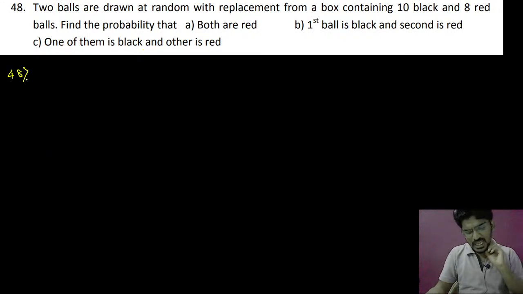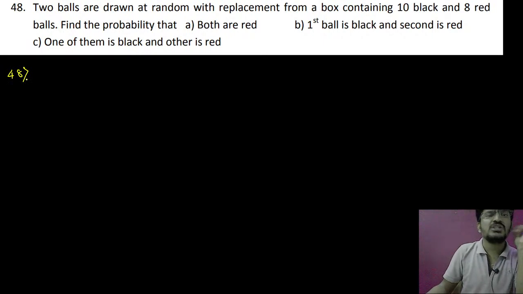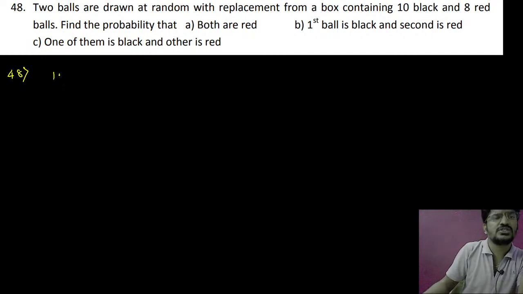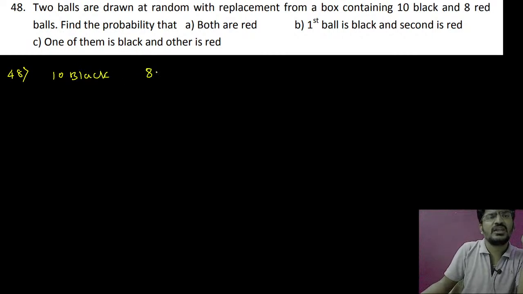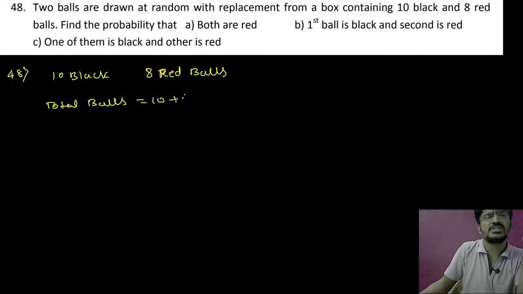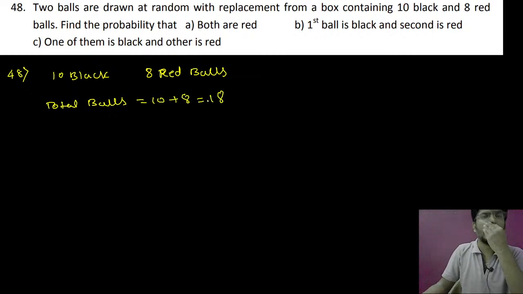Let us go for 48. Two balls are drawn at random from a box containing 10 black balls and 8 red balls. So now you can just see total balls equal to 10 plus 8, that is 18. Now what we have to find is the probability of both are red.